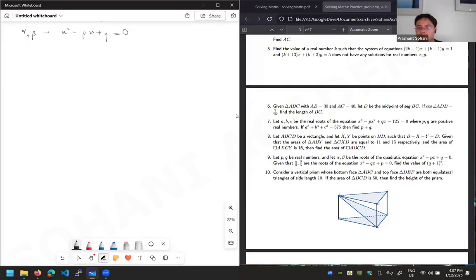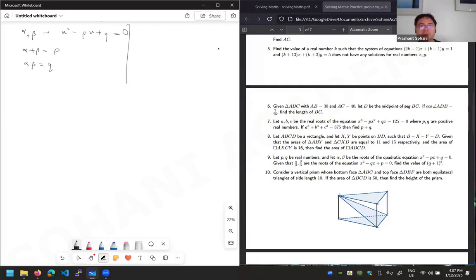Okay, and so I'm given two equations. First equation is this one, whose roots are alpha, beta, and so from this I can get some information, right? So the sum of the roots alpha plus beta will be P, and the product is Q. Right? So this is what I get from the first equation.